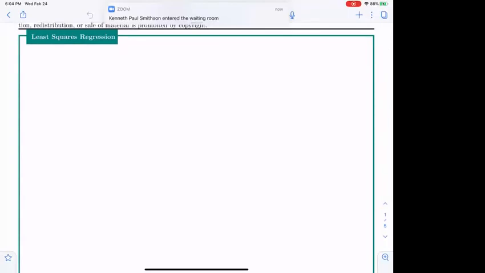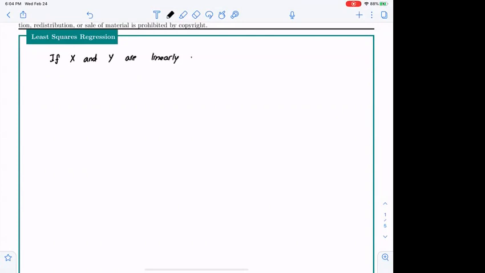Regression analysis. So we know that we go for linear regression if the variable x and the variable y are linearly correlated. In other words, there is a linear relationship between them. So if we take the value of r is close to 1 or -1.